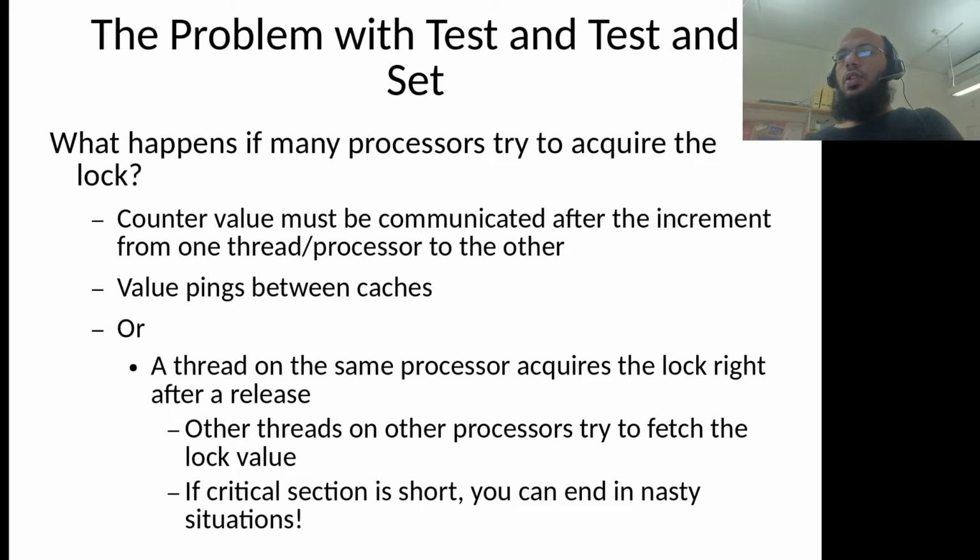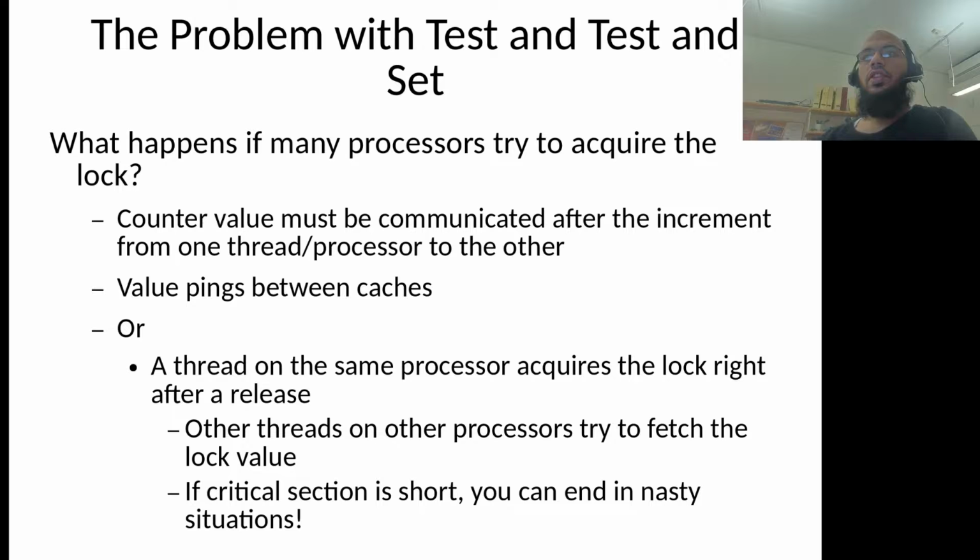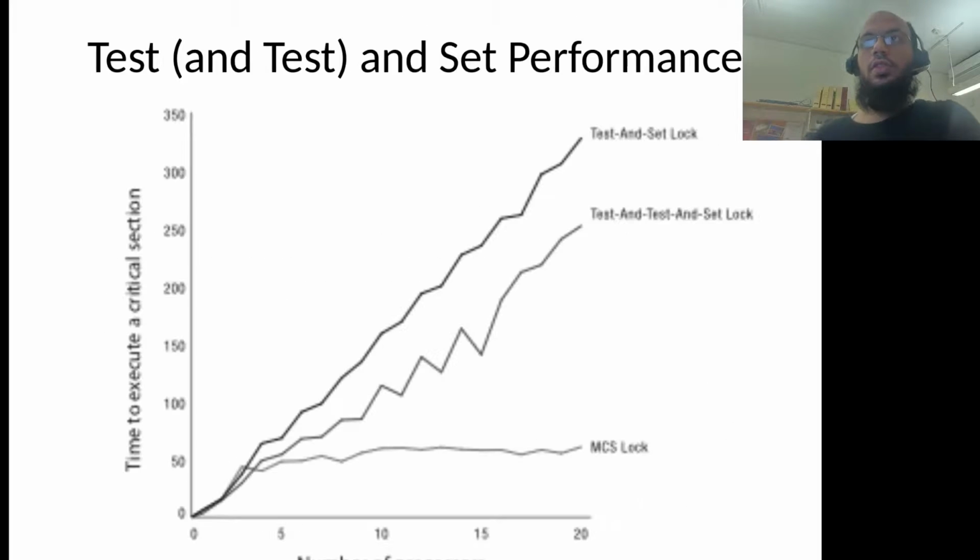And if the critical section is short, so if it's just something like I++, then value++, then what will happen is that you will end up in a very weird situation, where you have even the critical section finishing before the data has propagated to the other caches.